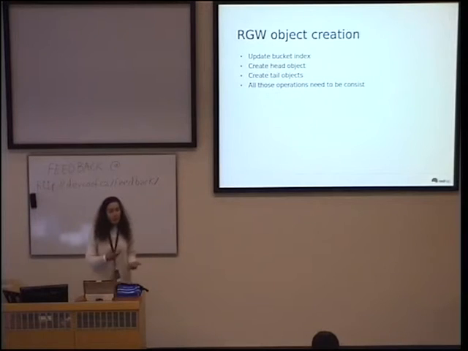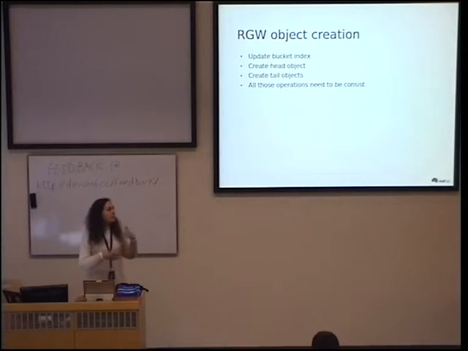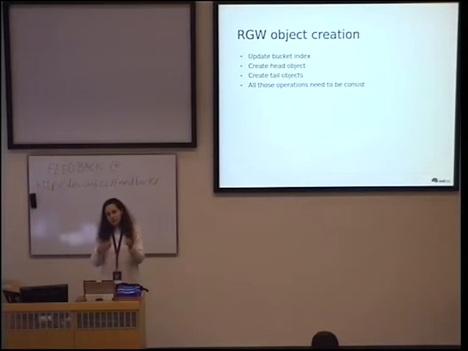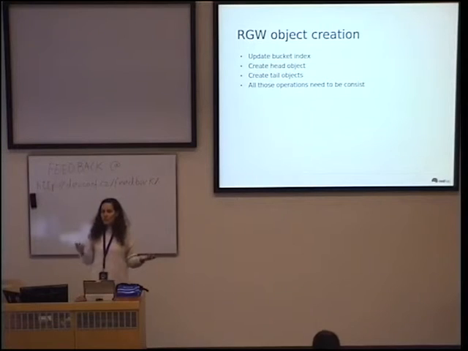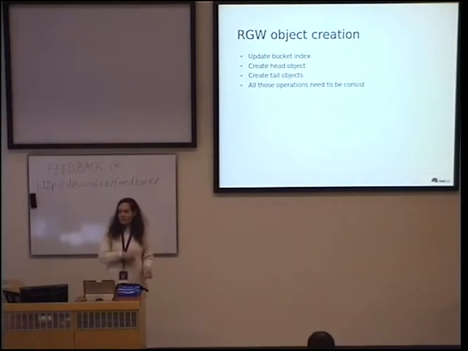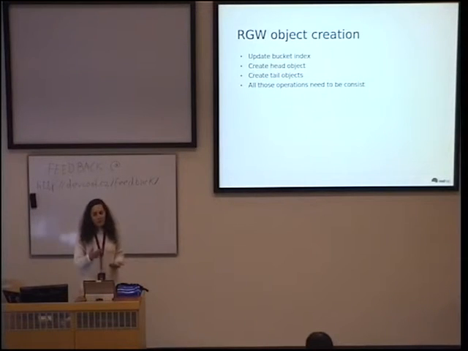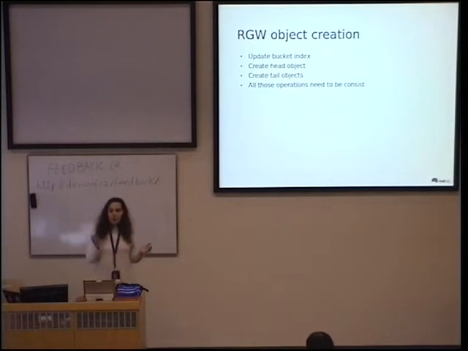Object creation. Now, because the object is not one Redis object, we need to think about the creation operation. We need to create the head, create the tail objects, as many as we need, and update the bucket index. It's quite similar to creating a file. It has the same problem: when you create a file, you also need to update the directory. And in the case of Redis, we don't have an atomic operation on several different objects. But we need to have consistency.